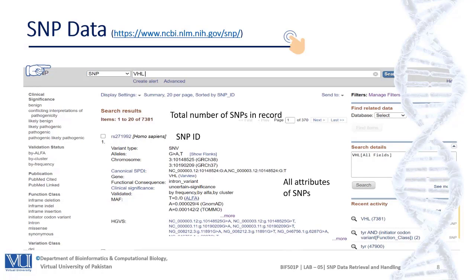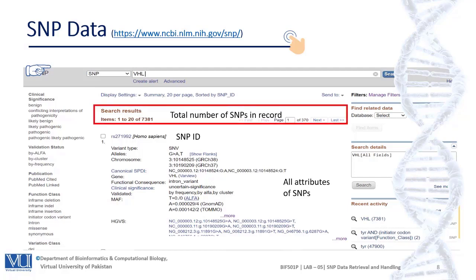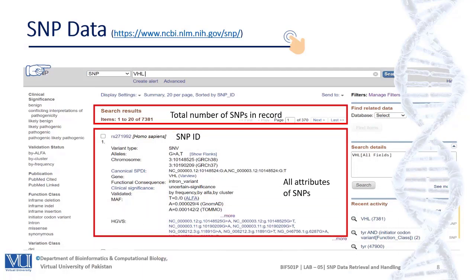where there are three main sections to see carefully. One is the search result, which includes the total number of SNPs, mentioned as 7381 here. Second is the main central box containing all the information of each variant or SNP, including identifiers, the RSID value, variant type, allele, position on chromosome, gene part, functional consequences, and many other attributes.